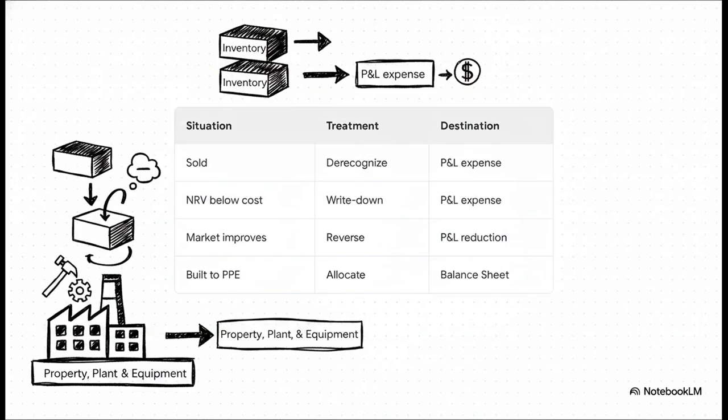To make this super clear, we need to map out the exact flow. If inventory is sold, then you derecognize the asset and the impact hits the P&L as a cost of sales expense.